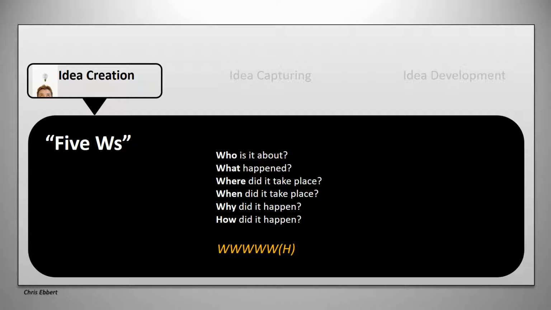You could try the 5 W's. These are questions. What happened? Why did it happen? And you would apply these to the existing product. And depending on what you get back, that could be then your roadmap to your ideas.